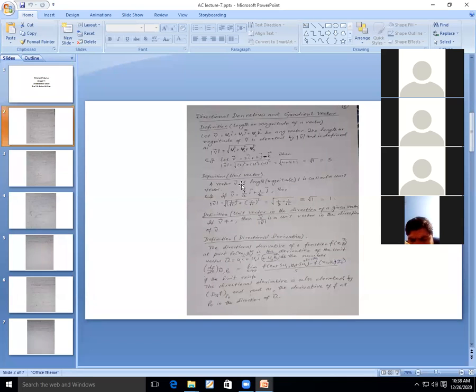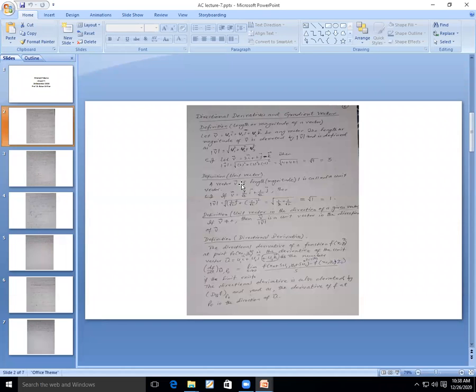Course of advanced calculus. I was saying that in previous lecture we defined mixed partial derivatives of the multivariate function, and we confined ourselves to second order partial derivative. Today we shall discuss directional derivative and gradient vector. Before defining directional derivative, we recall some basic concepts from vector analysis.